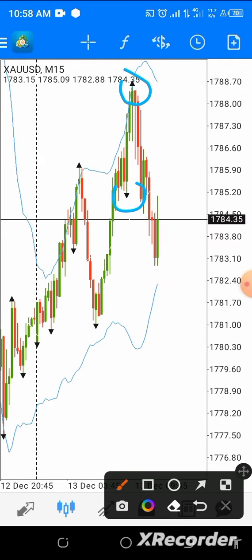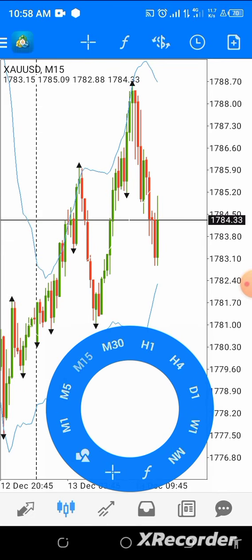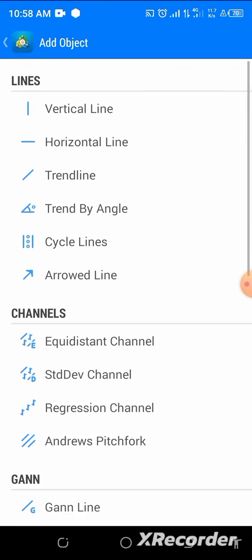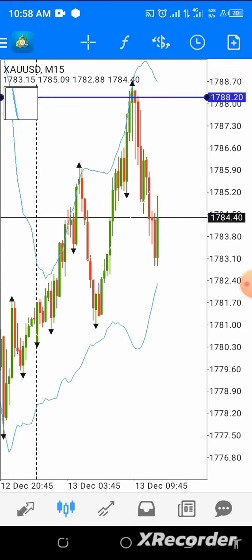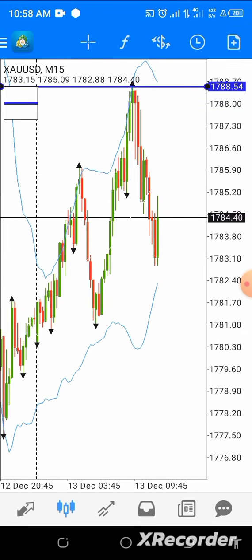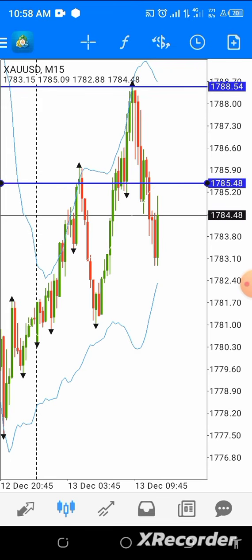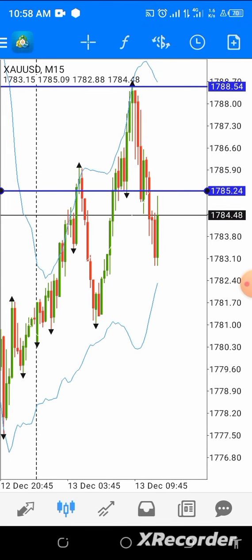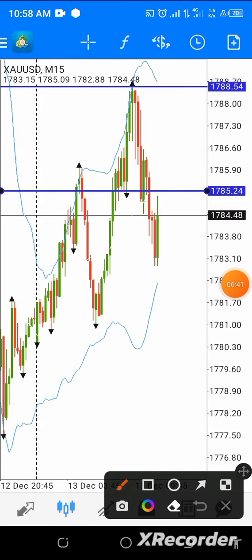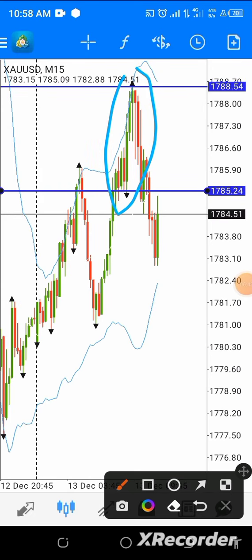Recent fractal. Then you are going to draw your trend line to where you first see the first fractal, the sell fractal, and then draw another trend line to the up fractal. These two fractals are the recent fractals. I am not talking about this one.